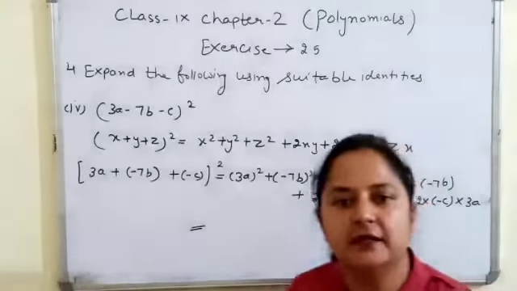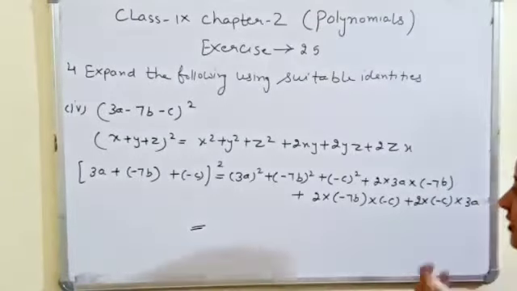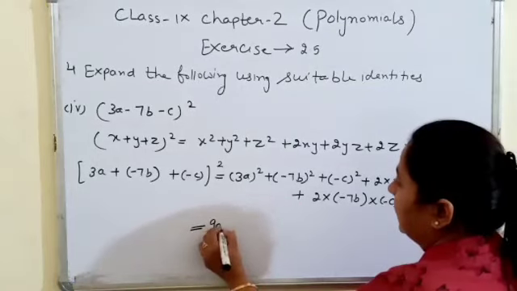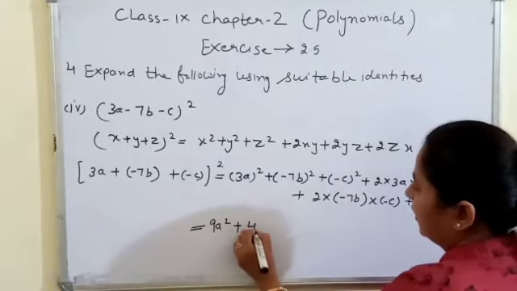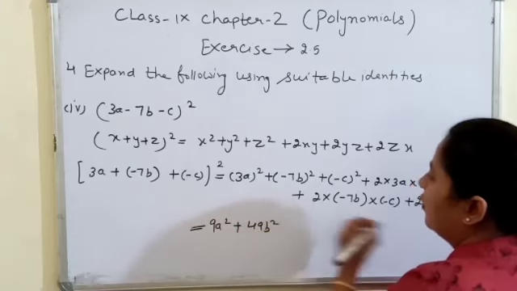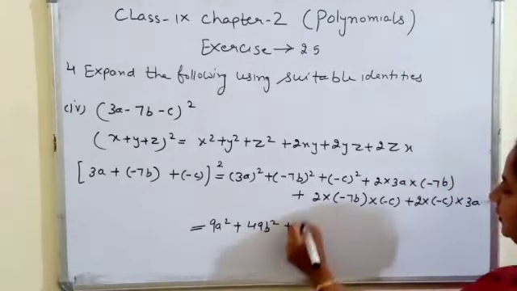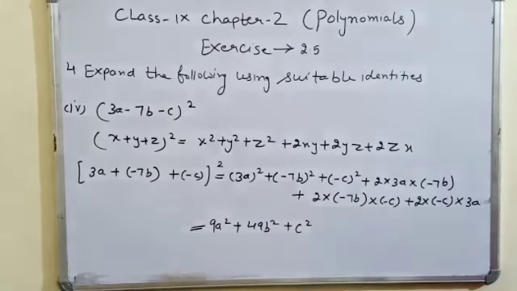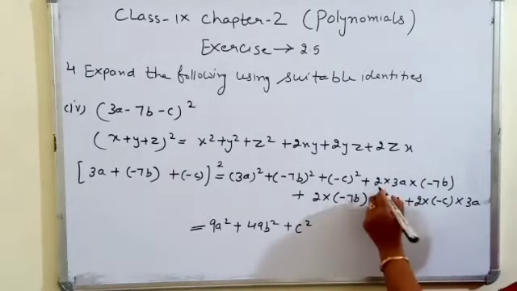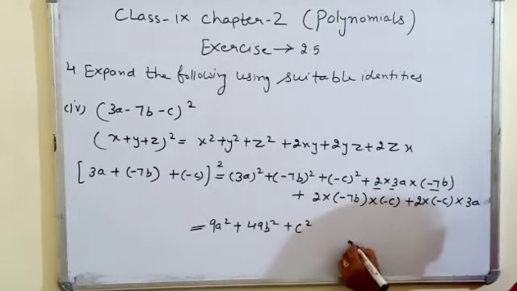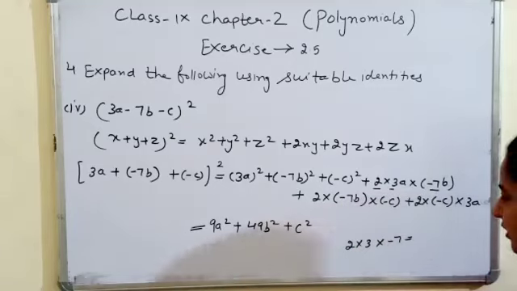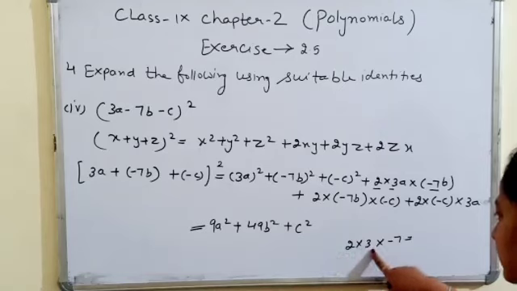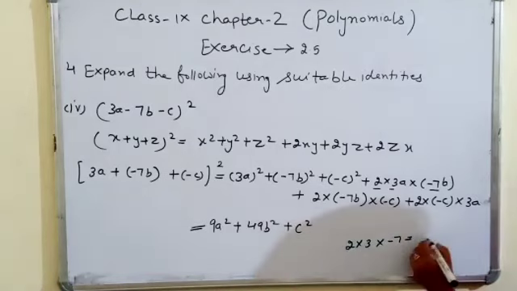So let's solve. 3a square, when we will multiply 3a up to 2 times, what is the result? That is 9a square. Minus 7 is having the even number, so it will be converted into the positive 49b square. Similarly plus c square. Now let's see for the next. We are having 3 numerals, and these are 2, 3 and minus 7. So what is the result for this? 2 times 3 is 6, and 6 times minus 7, minus 42.